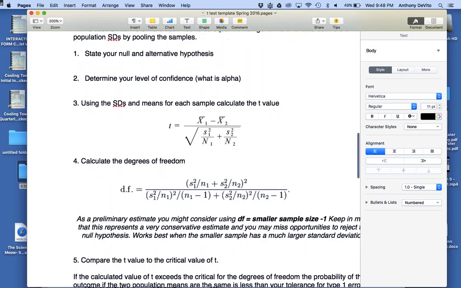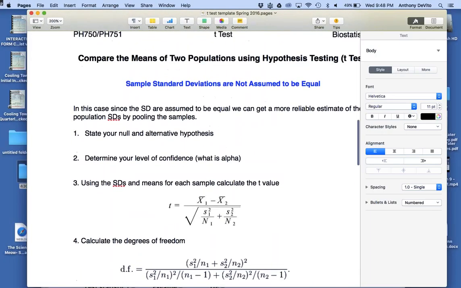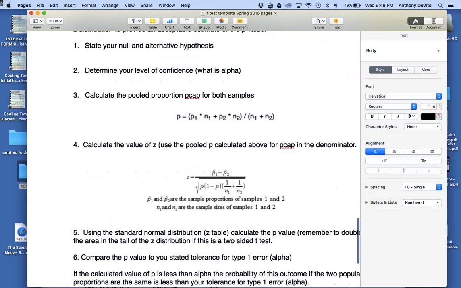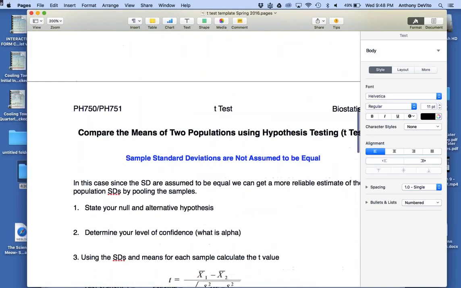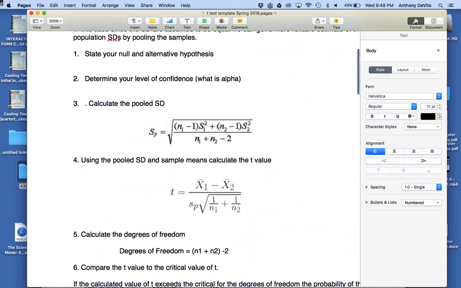Now, did I make a mistake here? Do I have this right? I think I got it right, right? Oh, no, I got the wrong one. It's up here. Here we go.